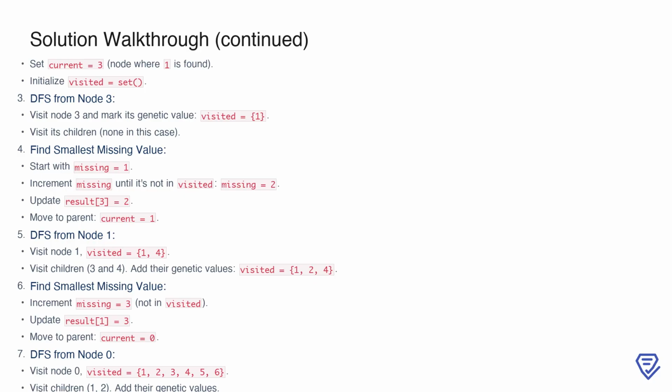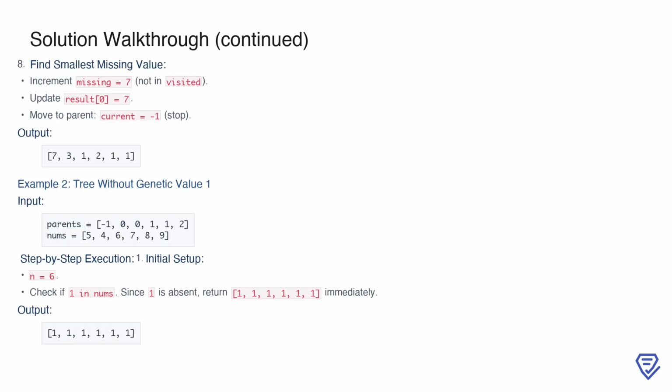Next, we move to node 1's parent, which is node 0. At node 0, we add its genetic value, 5, to the visited set and include the genetic values of its children, nodes 1 and 2, to complete the set. At this stage, the visited set contains all genetic values from 1 to 6. To find the smallest missing value for node 0, we start with missing equal to 7, as it is the first value not in the visited set. We update result[0] to 7. Since node 0 is the root of the tree and has no parent, we stop the propagation here. The final result array for this example is 7, 3, 1, 2, 1, 1.